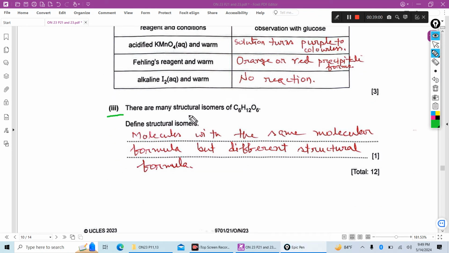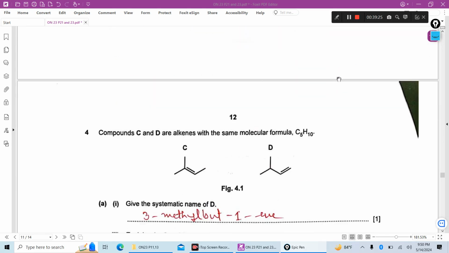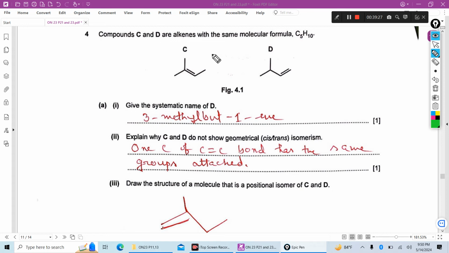Then number 3, there are many structural isomers of glucose. Define structural isomers. Molecules with the same molecular formula but different structural formula are known as structural isomers. Next, number 4, compounds C and D are alkenes with the same molecular formula C5H10, pentene.